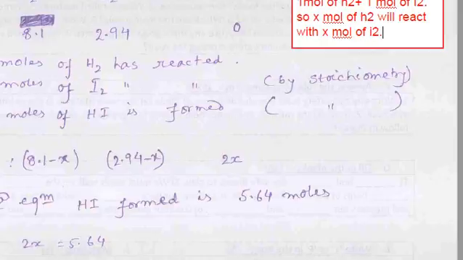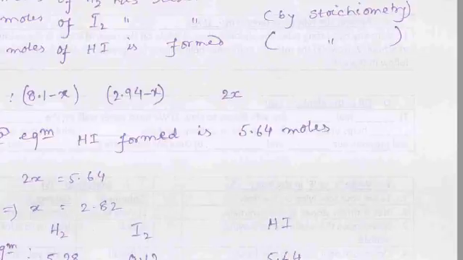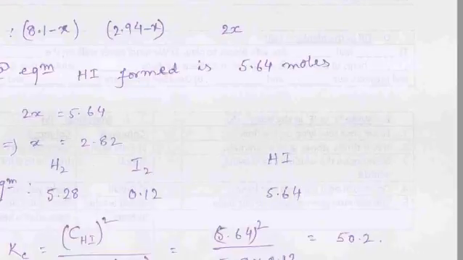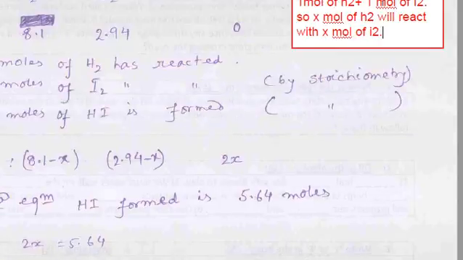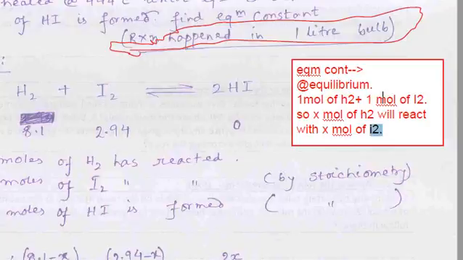As soon as I find X, I can easily calculate at equilibrium how many moles of hydrogen is remaining, how many moles of iodine is remaining, and how many moles of HI is formed. Directly, HI formed is given as 5.64, from where I have calculated X, so it will remain as 5.64. Now X is 2.82, so 8.1 minus 2.82 will be 5.28, and 2.94 minus 2.82 will be 0.12. Now all this reaction has happened in a 1 liter bulb.